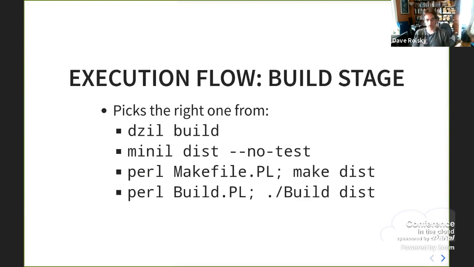So the way this works is that if you remember, the first template was the build template, and basically it just picks the right thing. It'll build a tarball using one of these options, and it checks for Dist::Zilla, Minilla, and then falls back to looking for Makefile.PL and Build.PL.